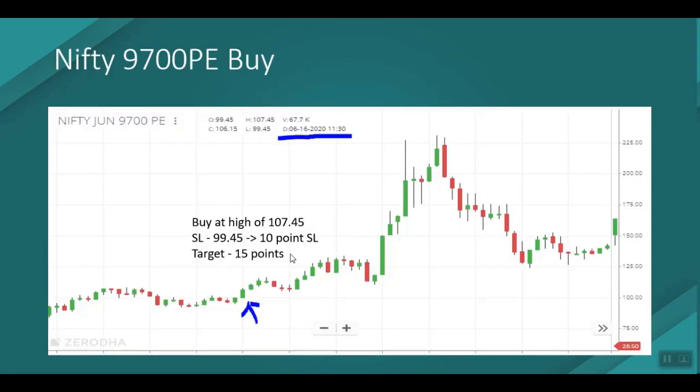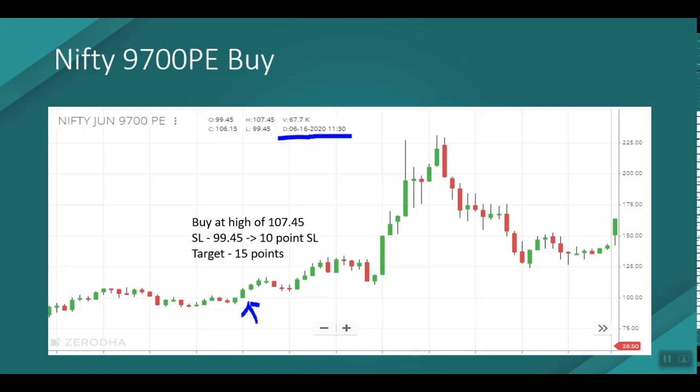After that it moved higher, even till 225. If you are trailing your SL, then it's better and you can achieve the maximum profit. And if you are a conservative, normal trader, then you can always book the profit whenever the target of 15 points, 1.5 to 2 times, gets achieved.